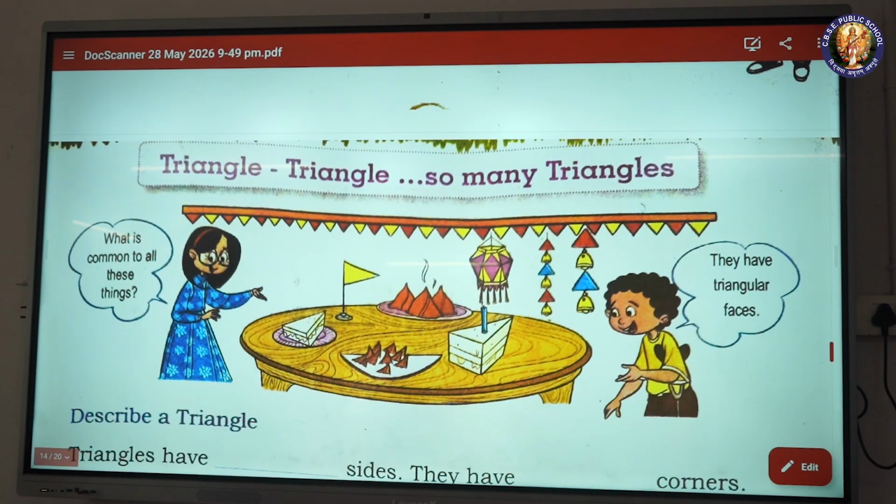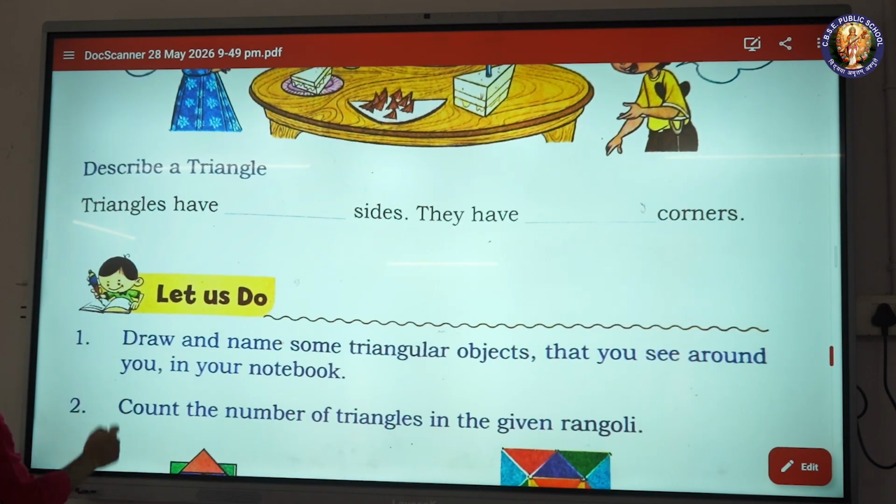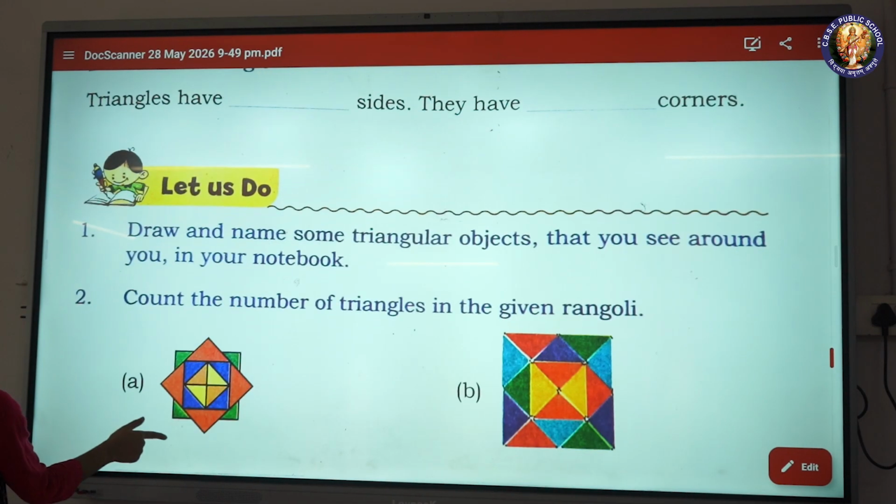Triangle, triangle, so many triangles. What is common to all these things? They have triangular faces. Describe a triangle. Triangles have sides. They have corners. Let us do.